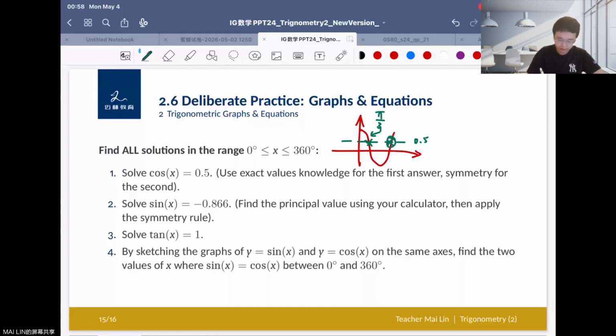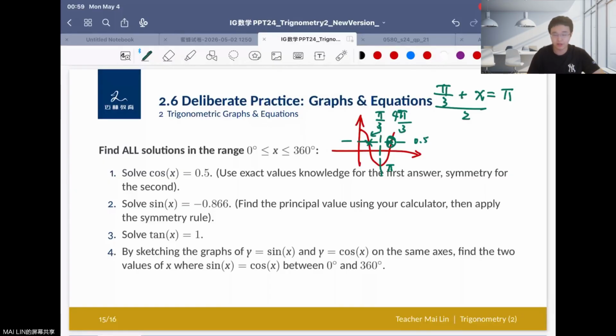And for this point, you can find that the symmetrical line here is pi. So this value can be written as pi over 3 plus another x, over 2, equals pi, okay? So you can just find that x equals 4 pi over 3, okay?